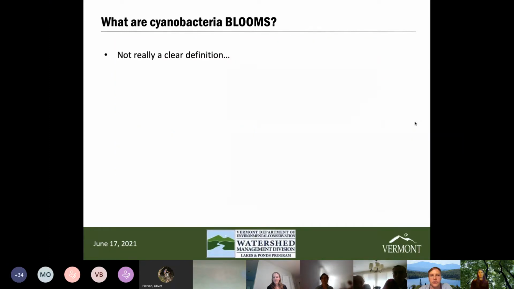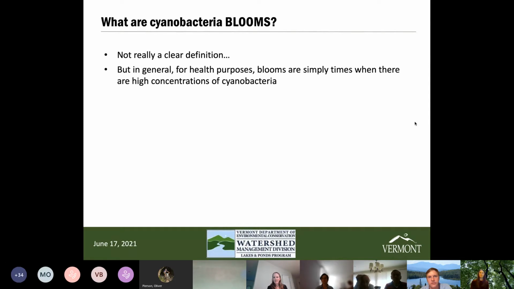So what exactly are blooms? It's not really a clear definition, so you can be excused if you're not quite sure when you see a bit of green in your lake if that's a bloom or not. But in general, for health purposes, we can say that blooms are times when there are high concentrations of cyanobacteria, when the water looks green, and you'll see some pictures of what the water actually looks like in one of the later presentations from Lori.